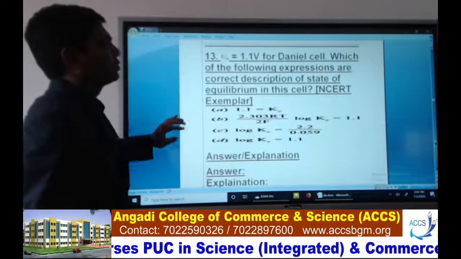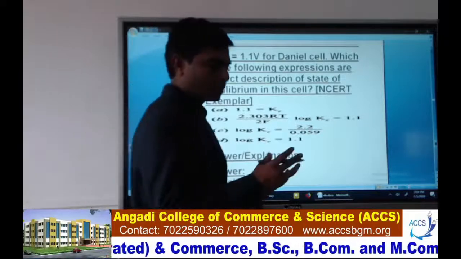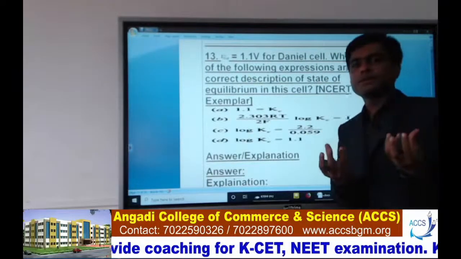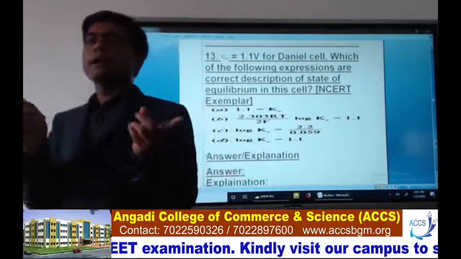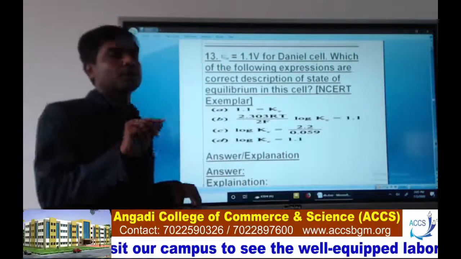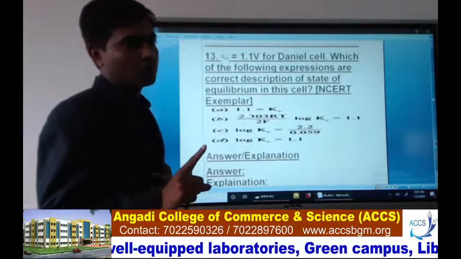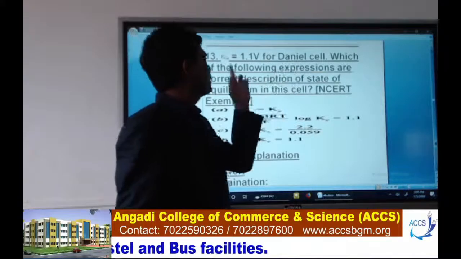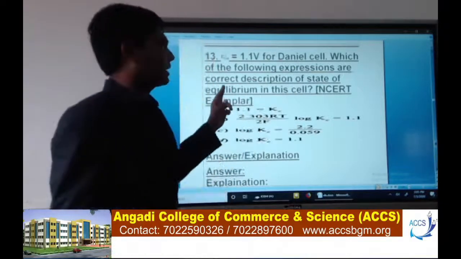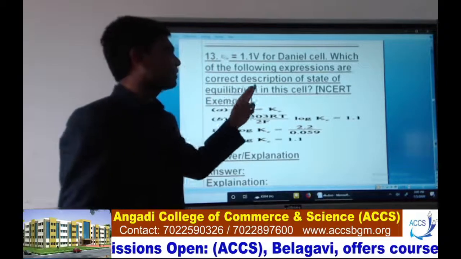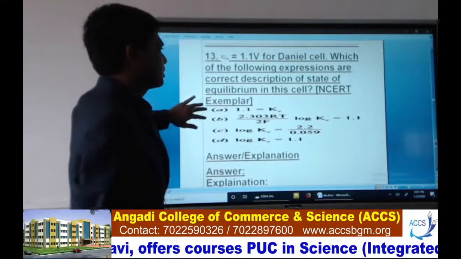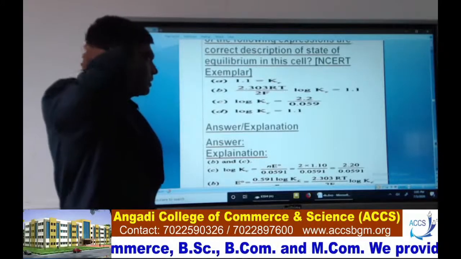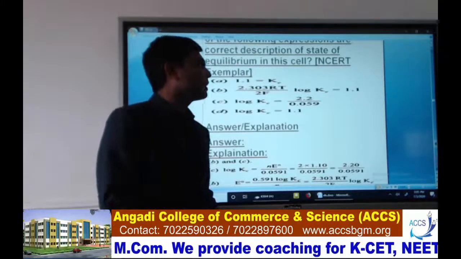E0 cell is equal to 1.1 electron volt. You know that when you take a zinc and a copper Daniel cell and place in the electrode, if the current is equal, at that time it shows the standard value 1.1 volt. And if you change the concentrations or position, it will go on changing. Which of the following expressions are correct? Description of the state of equilibrium in this cell. So he has given four options. 1.1 is equal to, K-C-E-T, 2.303 RT by 2F, this one.